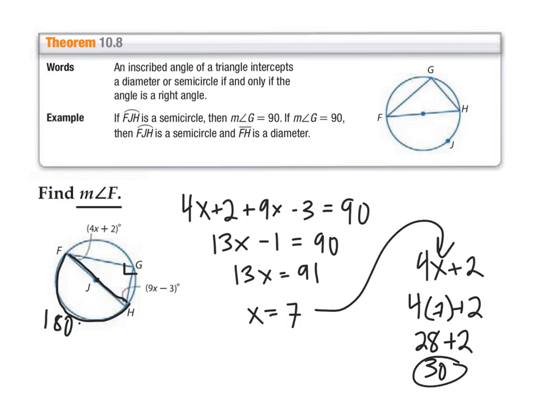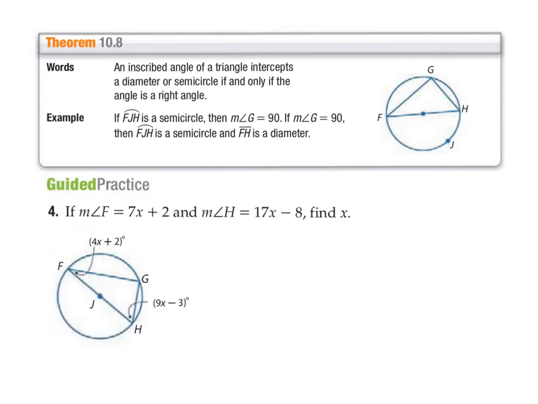Here's a problem for you guys to try on your own. Go ahead and pause the video, give this problem a try, and then you can come check your answer.